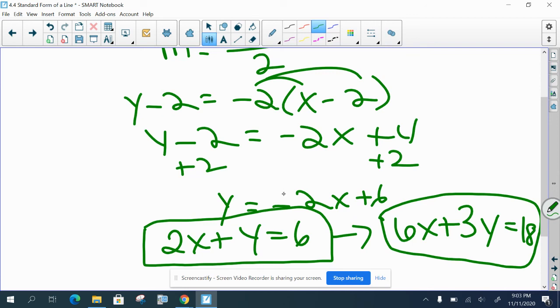So that is all the examples for today. You learned how to write equivalent equations and how to write the equation in standard form by starting with point slope form. So that is all for this lesson, and I hope you have a great day.